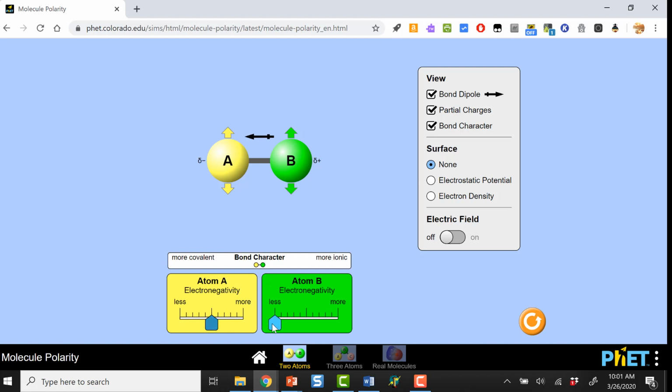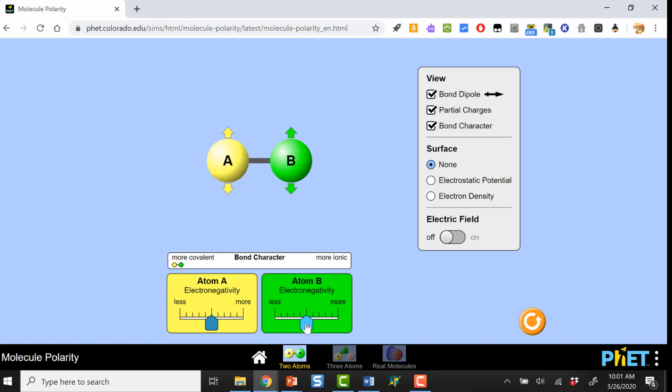If I wanted to, I could change the electronegativity of B to increase it. Notice that as I increase the electronegativity of B, it's decreasing the difference, which means that they're both getting the electrons just as often as each other. And that means that the dipole disappears. We have a non-polar bond. There's not a dipole here.